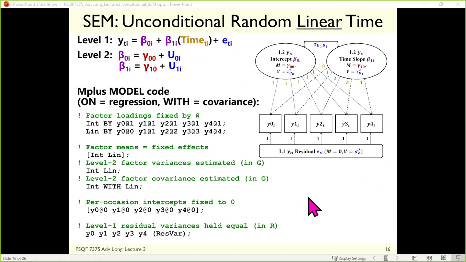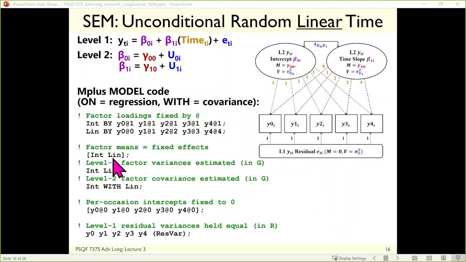Okay, here's some code. So this is what our random linear time slope model would look like in SEM code. There are shortcuts to making this model, by the way, both in Mplus and in lavaan, and I'm deliberately not using them so that you can see the full picture of what you're asking it to do without having to look at what the defaults are.